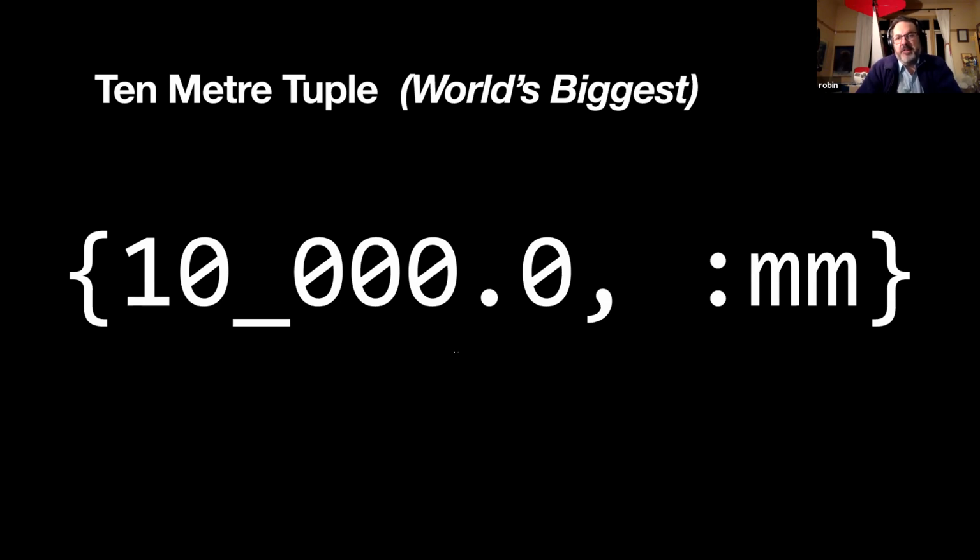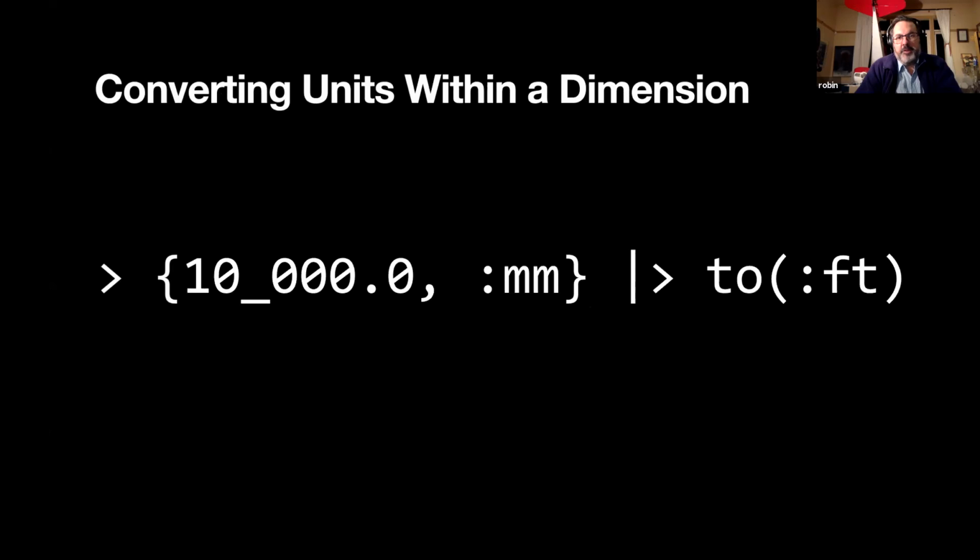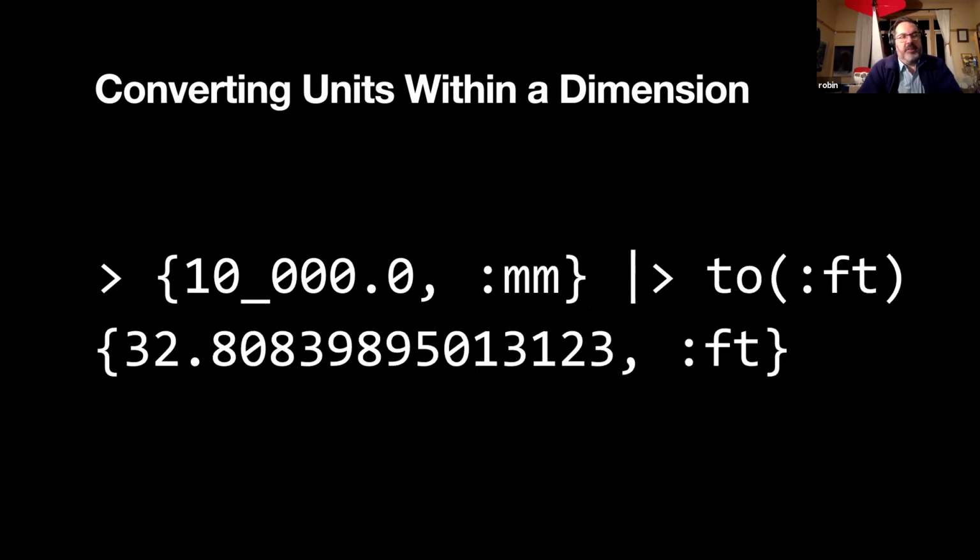The next thing we want to do is, let's say that we wanted to express this as 10,000 millimeters. Builders work in millimeters, so we did 10,000 millimeters instead of 10 meters. We could have written 10 meters, but say we want to convert it. I want a function that lets me take this 10 meters or 10,000 millimeters, call a function called to, say the unit that I want to go to is feet, and have it give me the answer in feet.